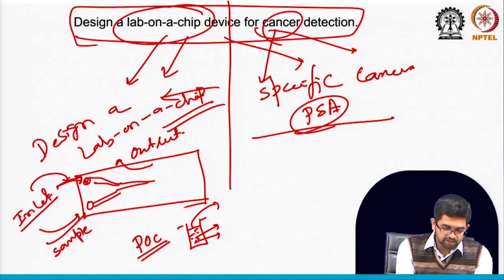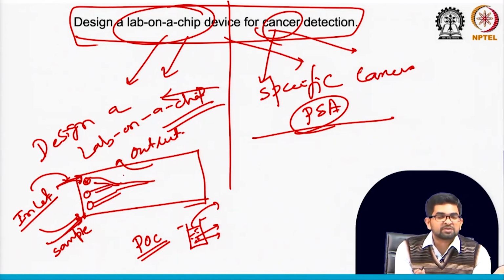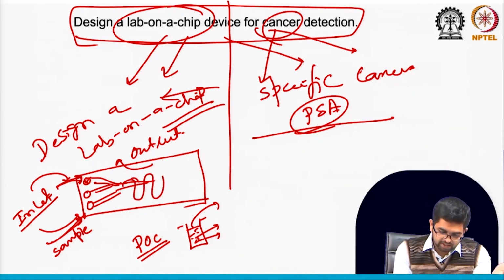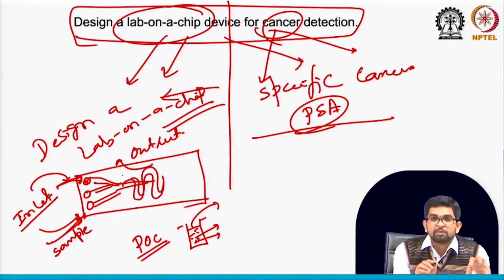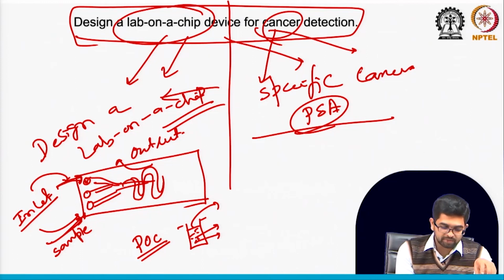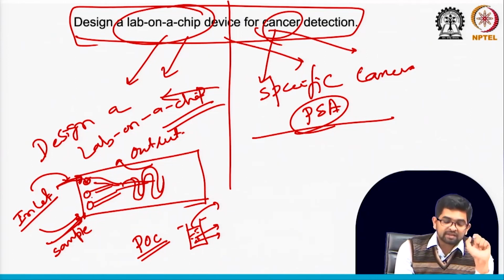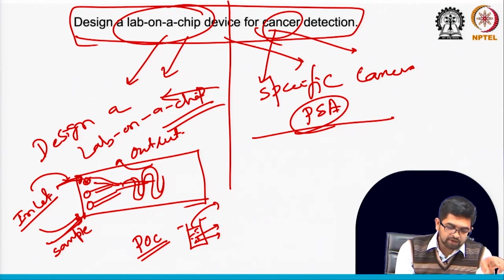So here your chemical, here your sample, you may add some more inlets also based on your requirement, and there may be a serpentine like this. This way you can design your microfluidics. Why? Because you need proper mixing of the sample. Maybe you have some reagent here, here you are adding the sample, but you may think you may add one by one also.